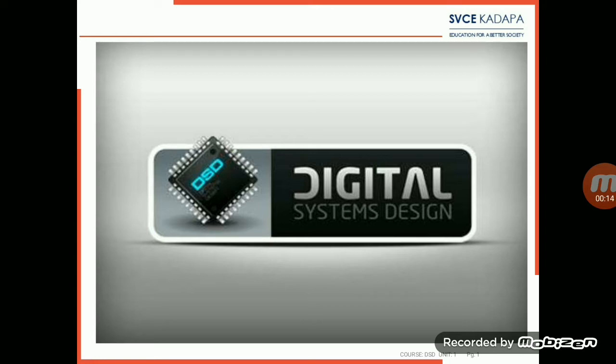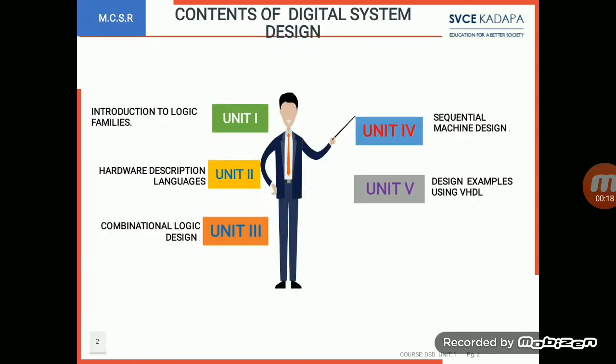Before going into detail about the introduction, let us first recall the contents of digital system design. This course is divided into 5 modules. In the first module, we will discuss an introduction to logic families, that is CMOS and bipolar logic.